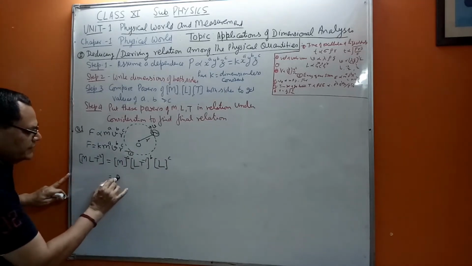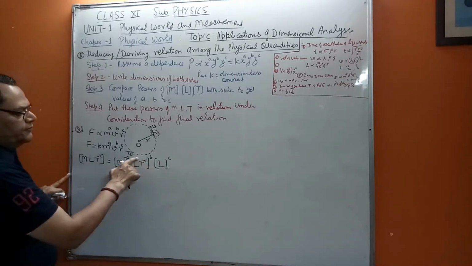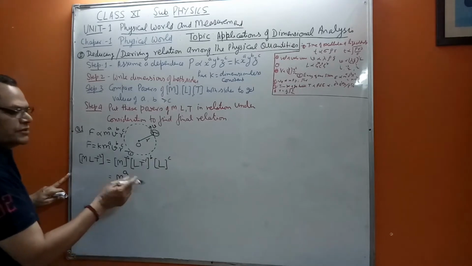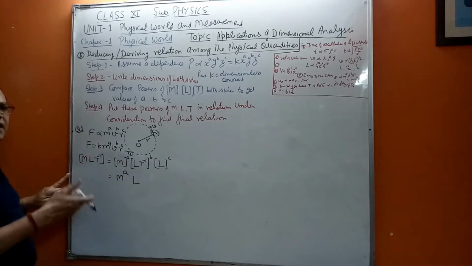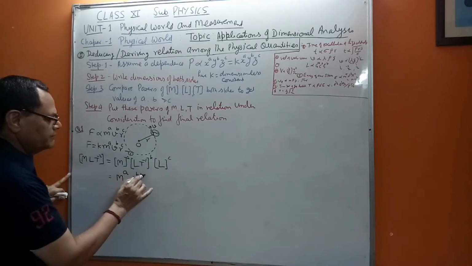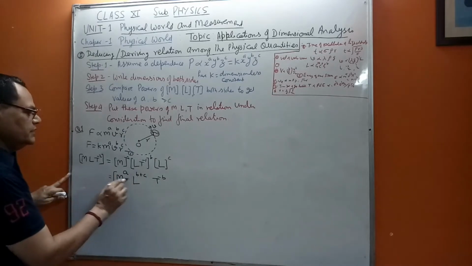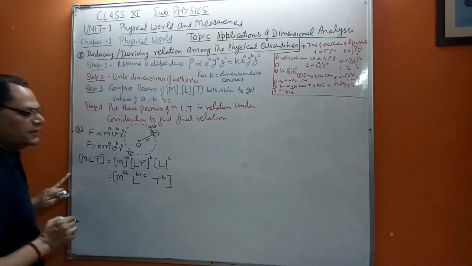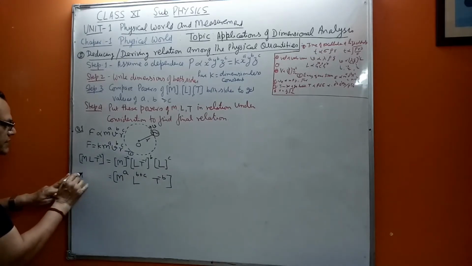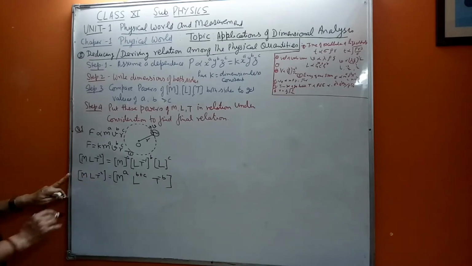So you will find here that M is raised to power a, L is raised to power b from here, and c from here. The moment you combine, because in a product the powers of similar quantities are added, this will become L raised to power b plus c, and of course T raised to power minus b. So this is the resultant dimensional formula for the right hand side. And the left hand side we were already having MLT minus 2, that of the force.